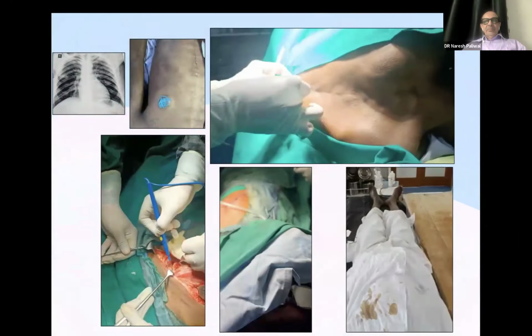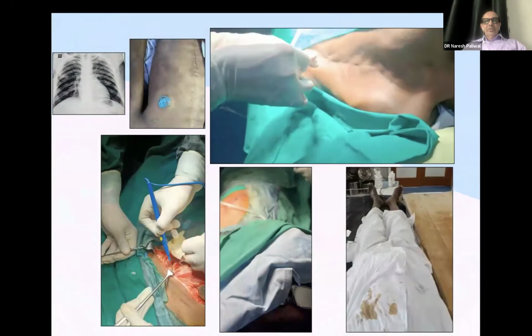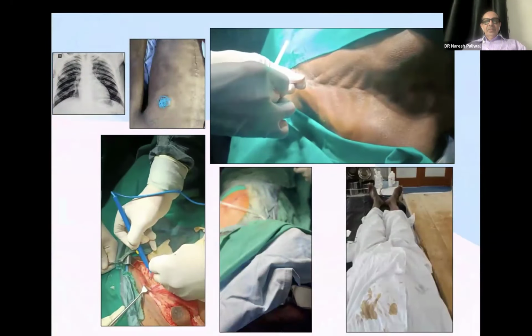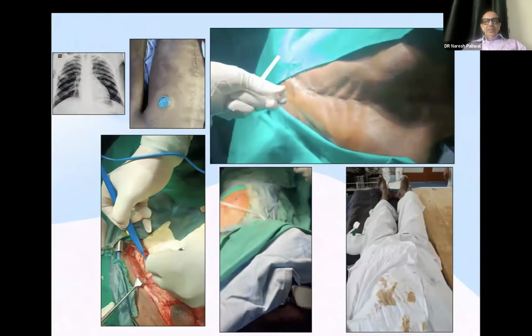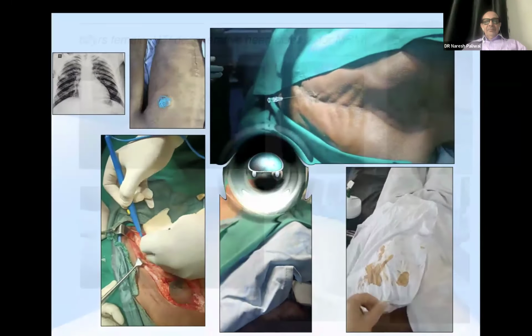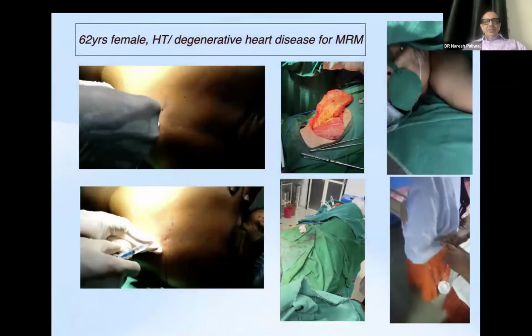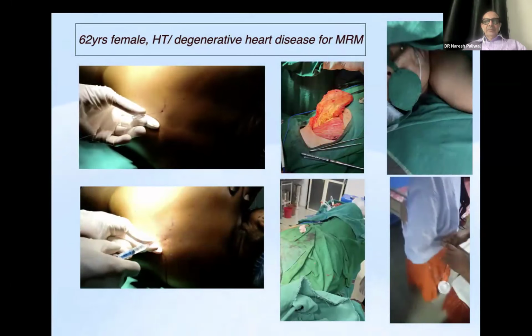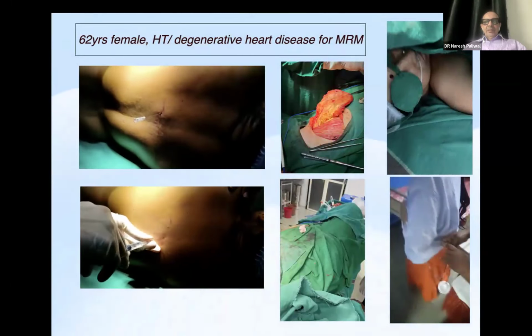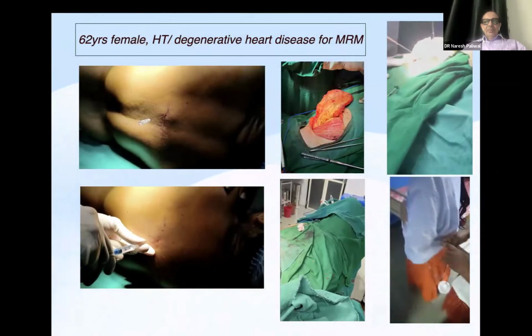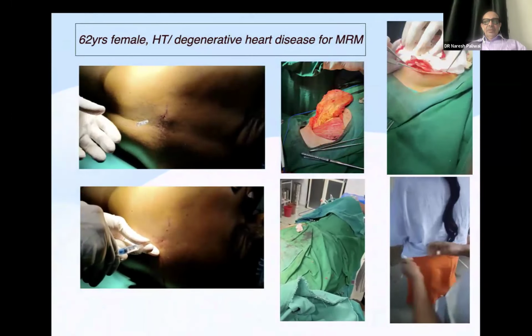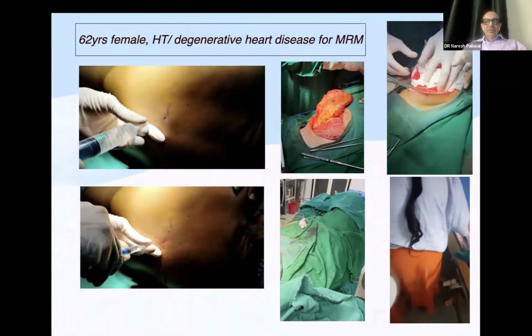This is male MRM. Erector spinae plane block first, then segmental spinal. This is again MRM, hypertensive degenerative heart disease, erector spinae, and patient going to bathroom after 3.5 to 4 hours with assistance.